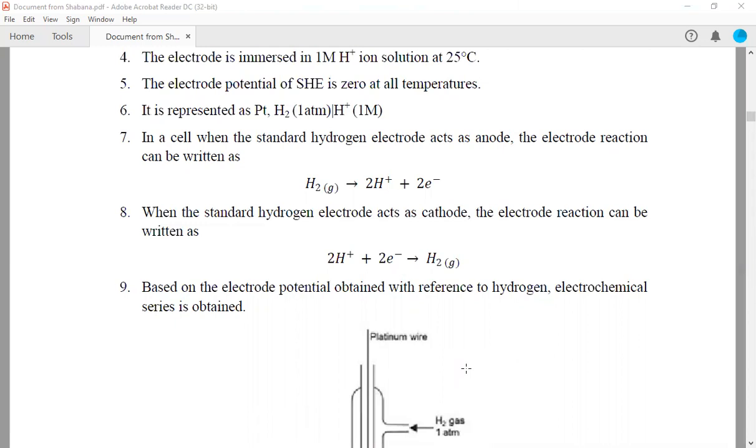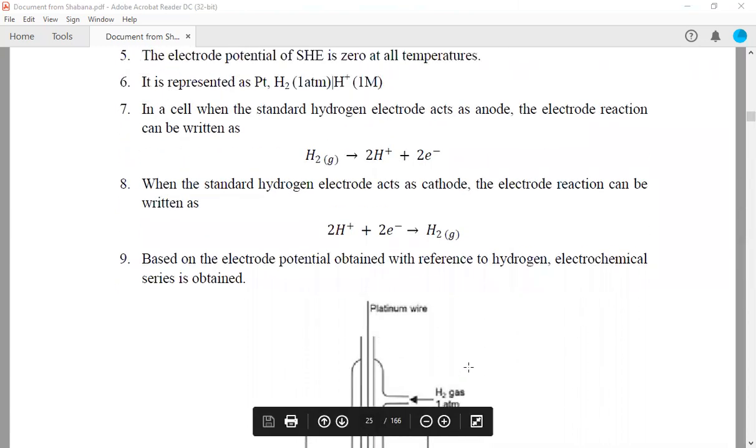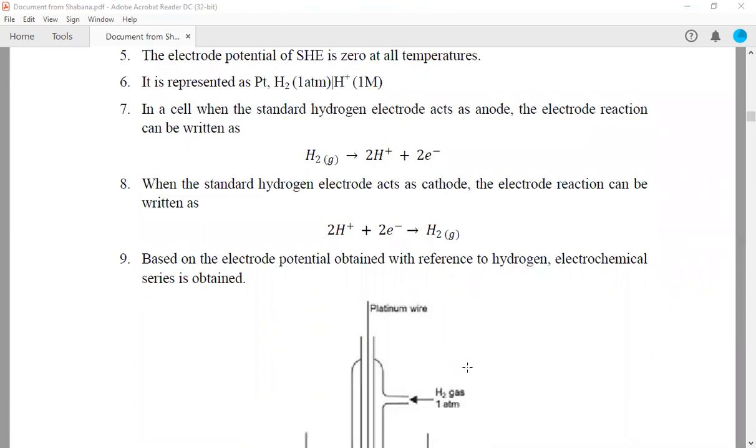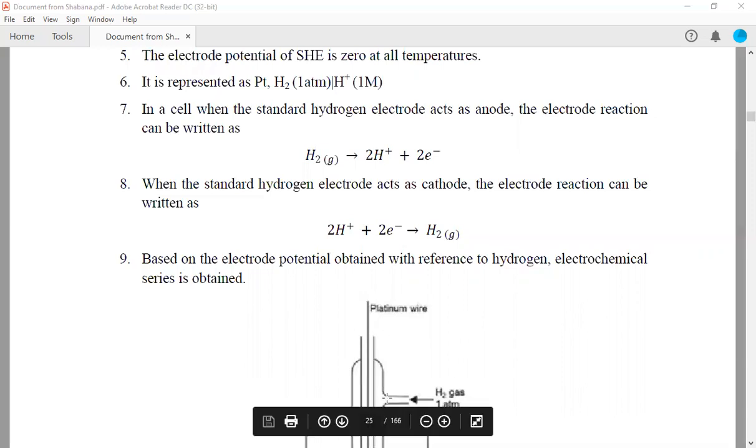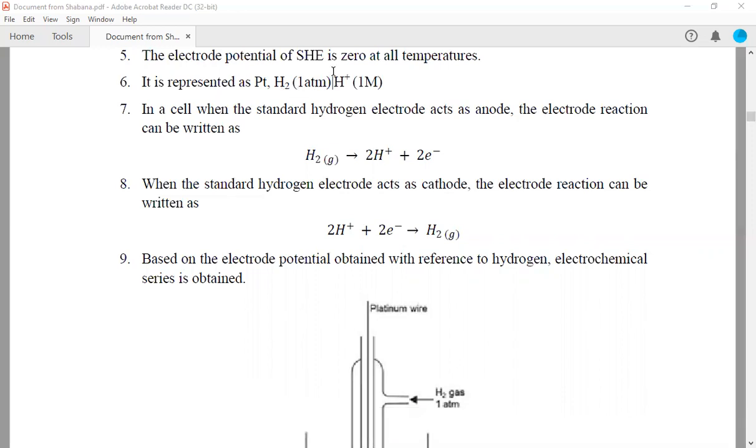The electrode potential of the standard hydrogen electrode is abruptly fixed at 0 at all temperatures. It is represented as: platinum wire as the electrode, hydrogen gas passed at 1 atmospheric pressure, and H plus, the hydrogen ion, liberated from the 1 molar HCl solution.